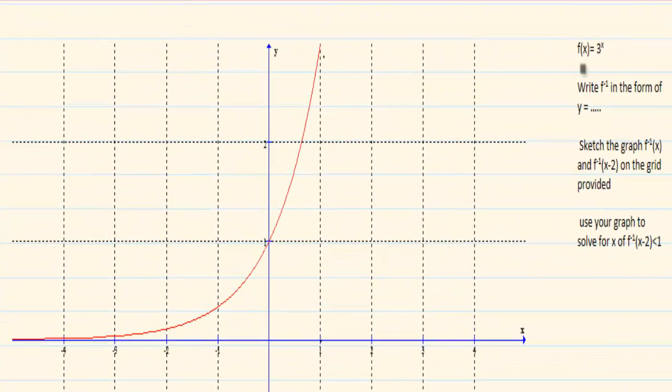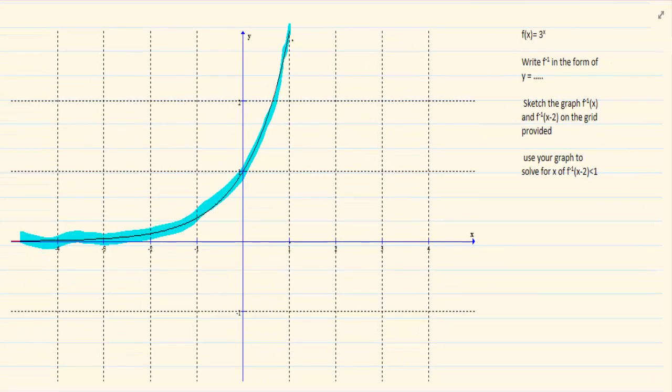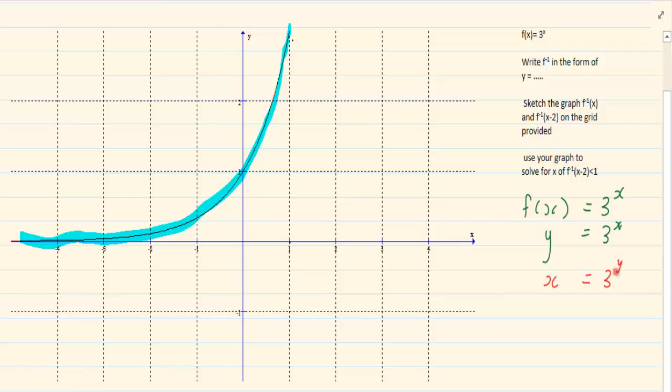Now the question says the drawing is f of x is equal to 3 to the power of x. So the red line is 3 to the power of x. Then it says write f inverse in the form of y is equal to. We must take the original f of x is equal to 3 to the power of x. We must now do the inverse. We know y is equal to 3 to the power x. If I do the inverse, it becomes x is equal to 3 to the power of y.